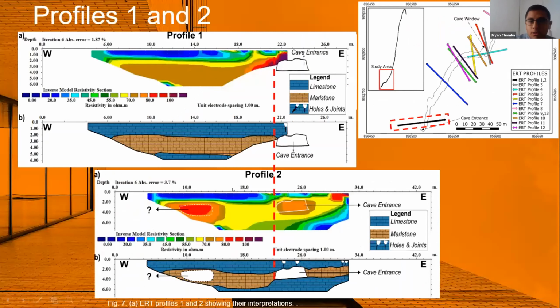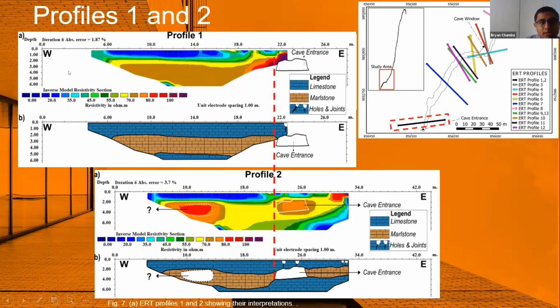So the results. In general, we developed 13 profiles, and these profiles were done in the initial part of the cave. Why? Because in this initial part, we have two projections of the cave on the surface, the cave entrance and the windows of the cave. So in this part, we could test the method. Here we have profile number 1. It is an electrical resistivity profile.